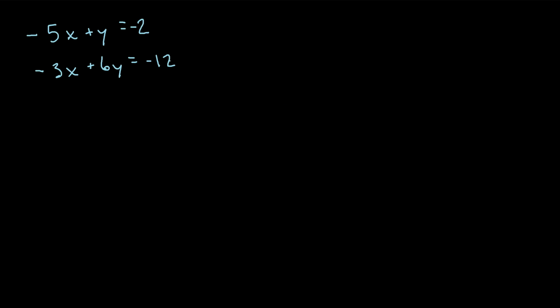All right, let's try another example. Let's say we have negative 5x plus y is equal to negative 2, and negative 3x plus 6y is equal to negative 12. So how can we solve for x and y?